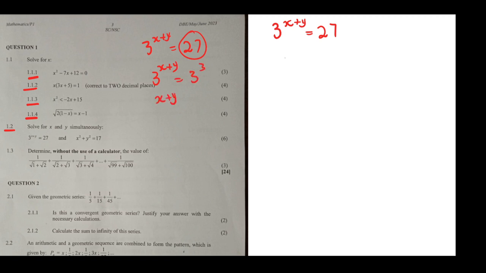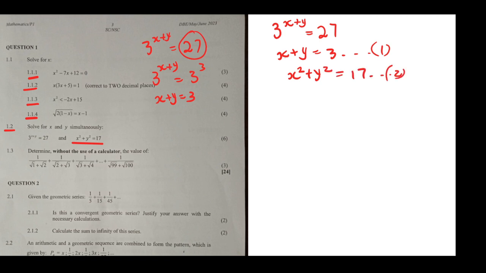You have x plus y equals 3. So that's going to be my first equation. x plus y equals 3 is my first equation. Then my second equation is this one here, which is x squared plus y squared is equal to 17.